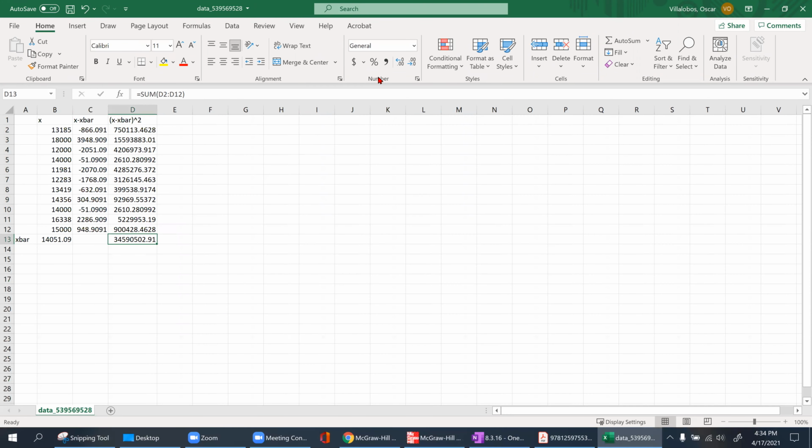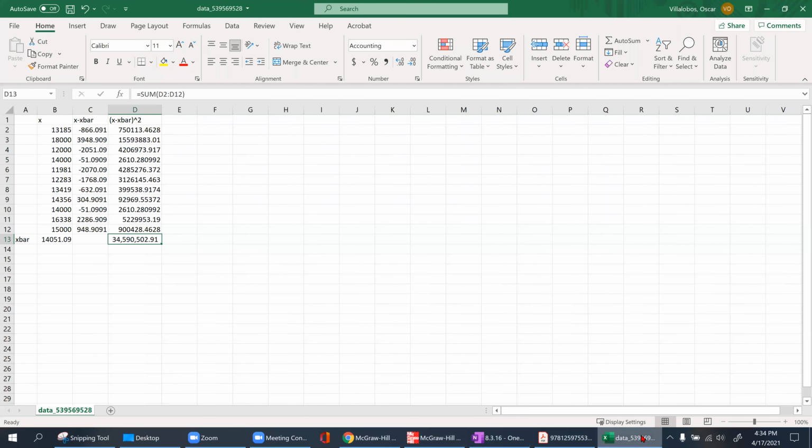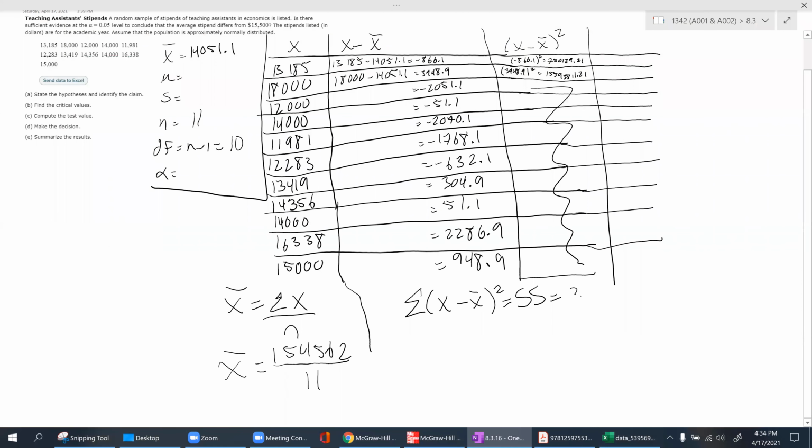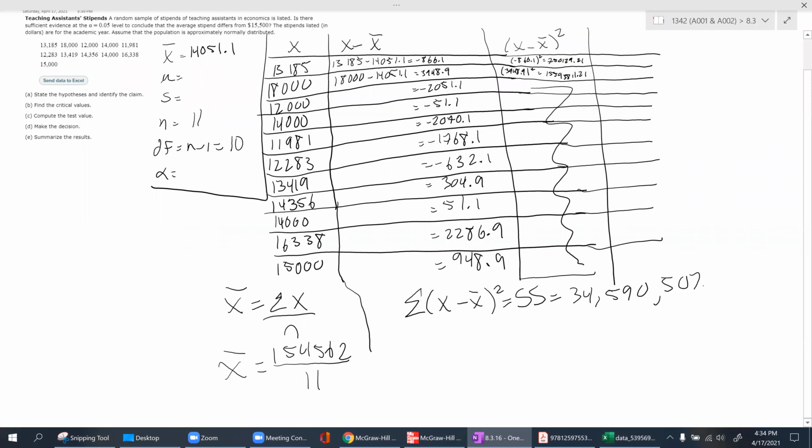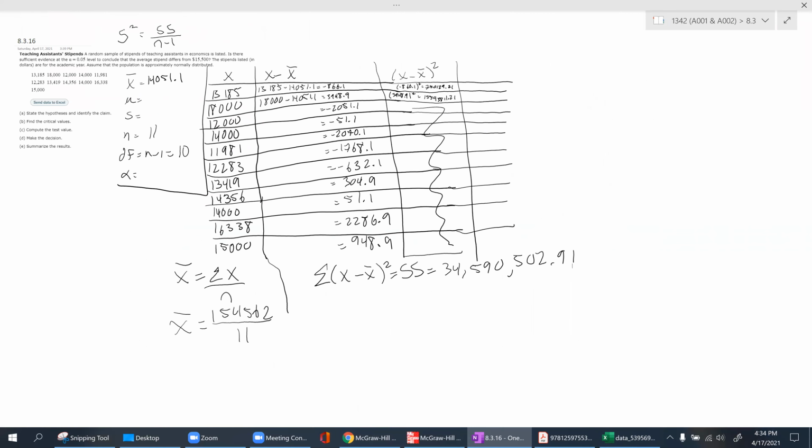let's add commas to this. We'll round to one decimal. So that is 34590,50291. What I said, you may want to have this handy. So I got my sum of squares.